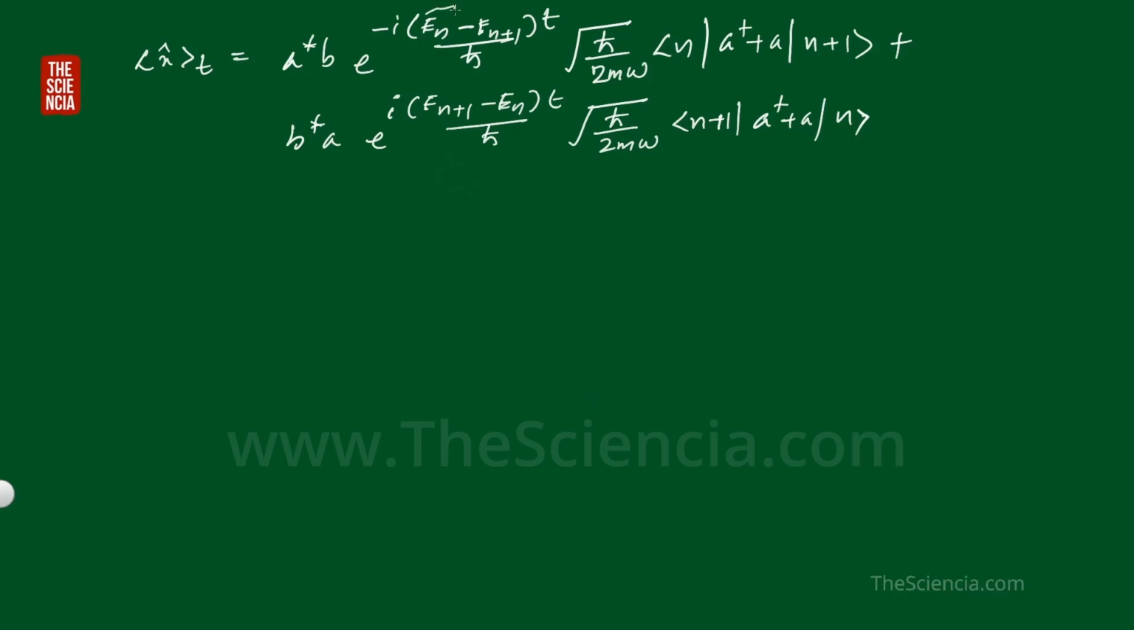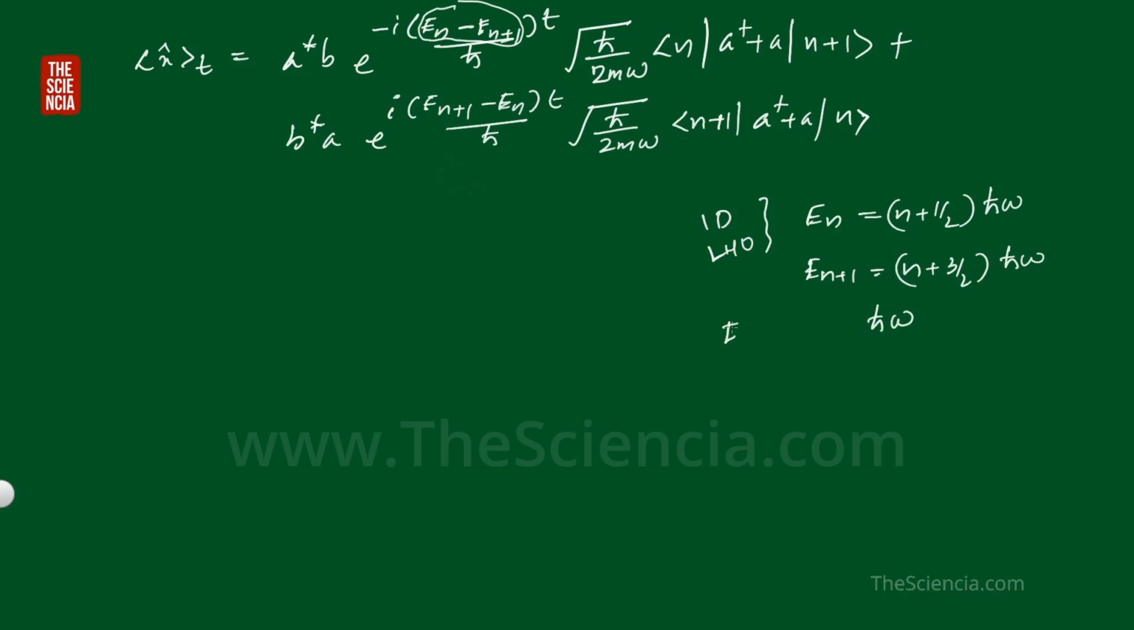Here what is this value of E_n minus E_(n+1)? We know for the 1D LHO, the energy expression E_n is equal to (n plus half) ħω, and E_(n+1) is equal to (n plus 3/2) ħω. And what is the difference between these two? That is ħω, right? That is E_(n+1) minus E_n equal to ħω. So we will get this equal to ħω.